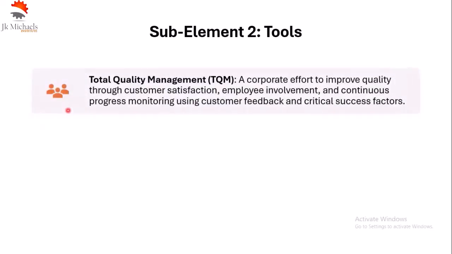And let's look at the tools we have. Well, of course, we have total quality management. Now, total quality management is a corporate effort to achieve or to improve quality through customer satisfaction, employee involvement, and continuous progress monitoring using customer feedback and critical success factors. So let's look at it this way. Total quality management, first of all, is customer focus, right? The whole idea of quality management is attempting to build a product, process, or system that is fit for customer use and consumption.